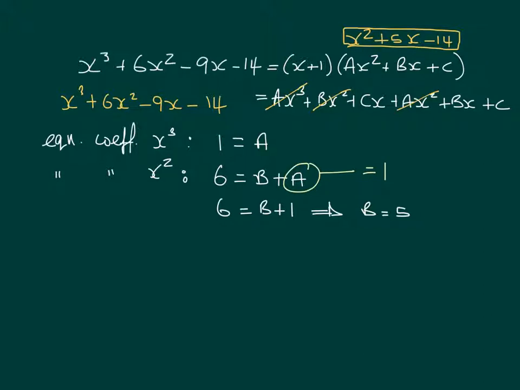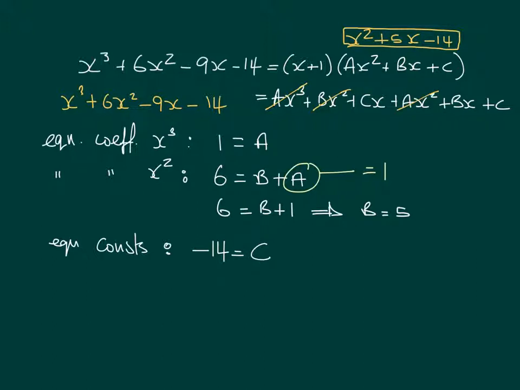Okay, last of all, just have a look. I've already got a constant, and the only constant I've got on this side is c because it doesn't have any x's next to it. It means it has to be a constant. So I'm going to now equate constants, which means that on the left hand side I've just got minus 14, equal to, on the right hand side I've just got that c. So it means that c is minus 14.